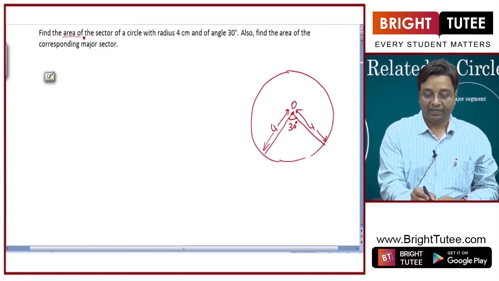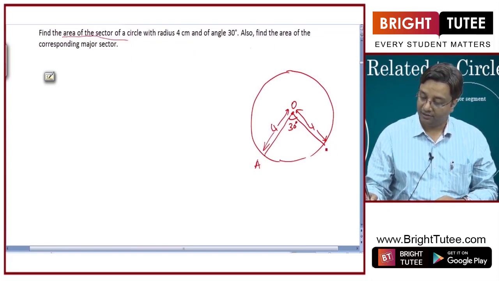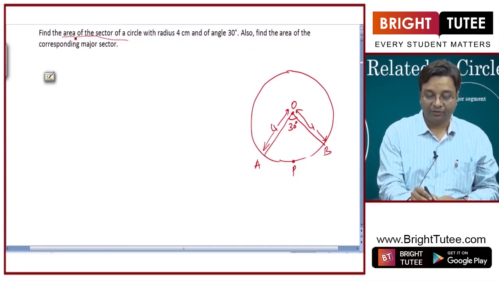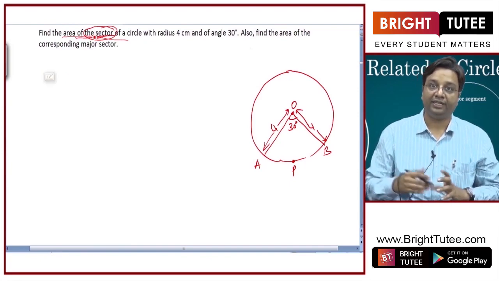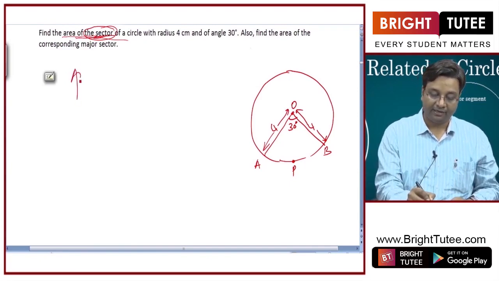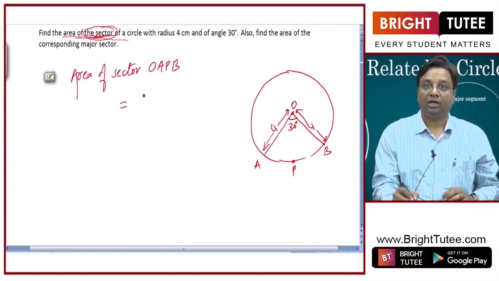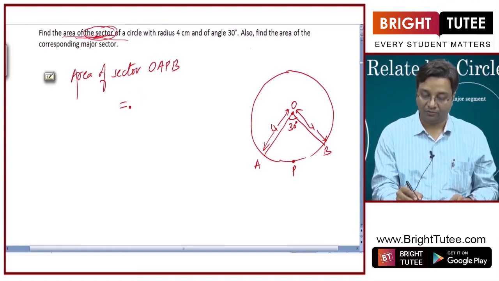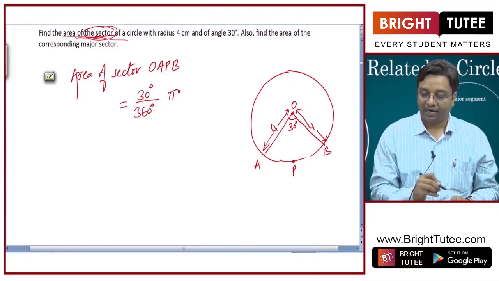Okay, this is the center. I need to find the area of the sector. Let us name this point P. I need to find the area of the sector. So that is the minor sector. It is not mentioned which sector, so we will take it as the minor sector. So area of sector OAPB is equal to how much? Theta by 360 pi r square. So what is theta? 30 by 360 pi r square.